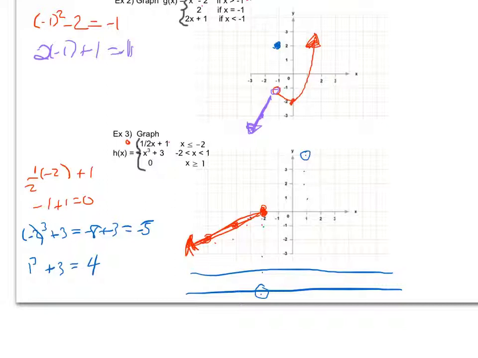And again, I could plot some more points to see what's happening in there, but I see that this is a cubic function that's been shifted up 3. So I know my vertex is here, and my function's going to look something like this. Okay, and then finally when x is greater than or equal to 1, it's just 0. So again, there's one of those constant functions. I have a y value of 0 when x is 1. It's a closed circle, and then it's a straight line.